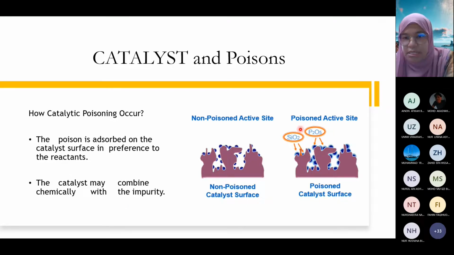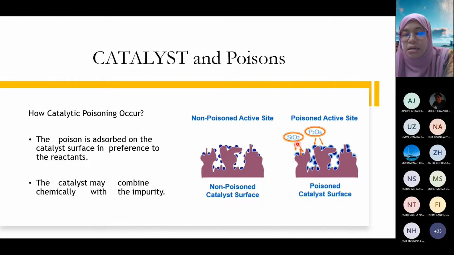So kalau tengok dekat sini, non-poison active site, you can compare it with the poison active site. So this yang blue color ni, this is the reactant that absorb on the surface of catalyst. The purple one is the catalyst. And this is the surface of catalyst, active site of catalyst. So the blue color is your reactant.